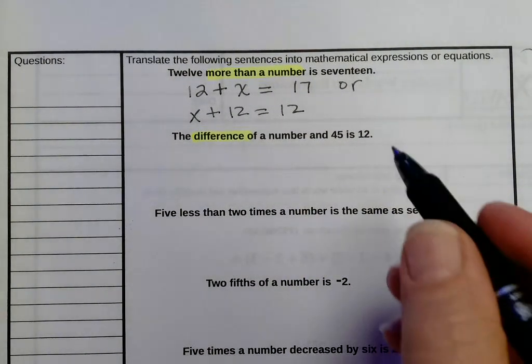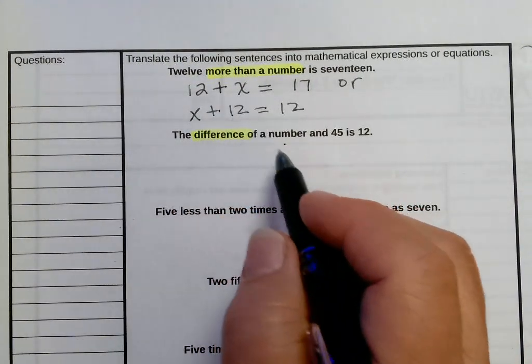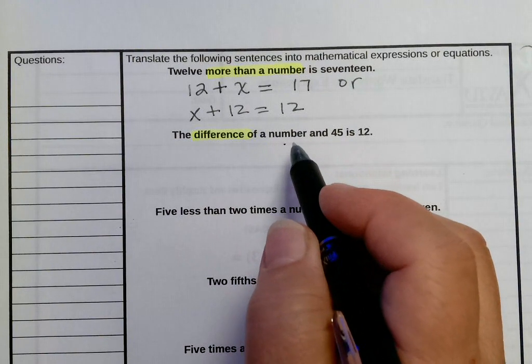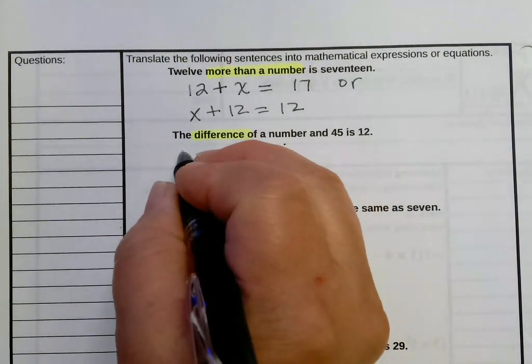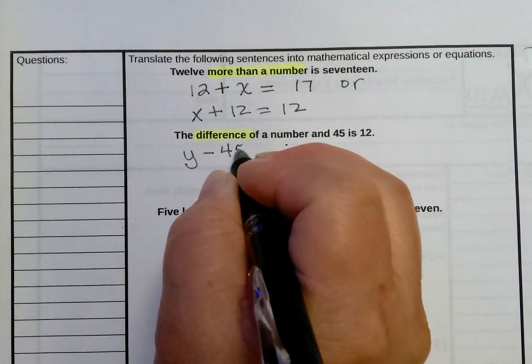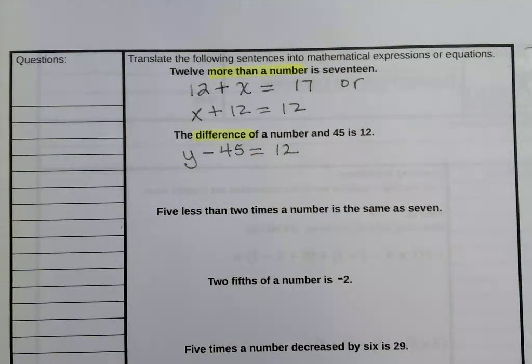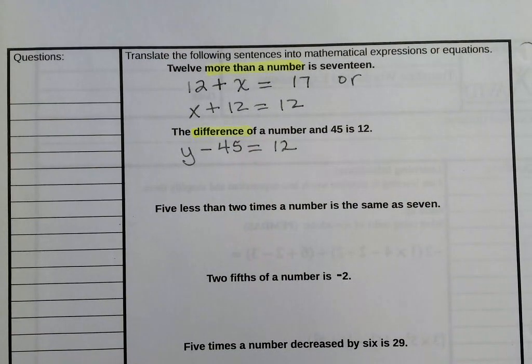So I need to start with the number. These are not the same number. I can't use X again. So I'm going to use Y. Y minus 45 is equal to 12. Okay, because it's not commutative, I would not be switching it around.